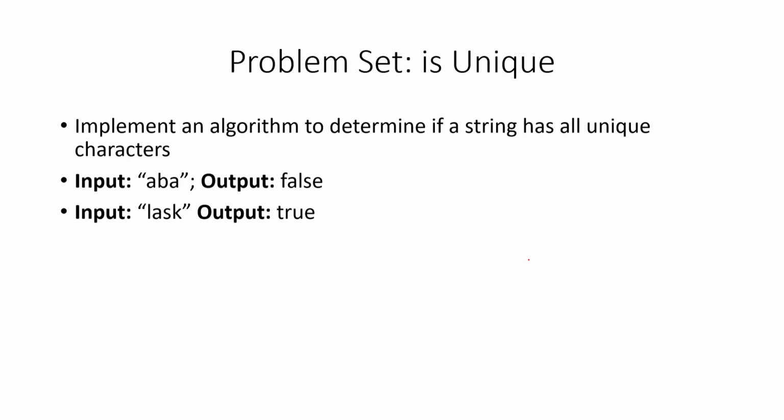You need to implement an algorithm to determine if a string has all unique characters. Here's the example. We have input ABA. It should output false because the letters in this string are not unique, because we have A twice. So that's why it's false. But in this string, each letter is unique. It's never been repeated before, and it should output true.